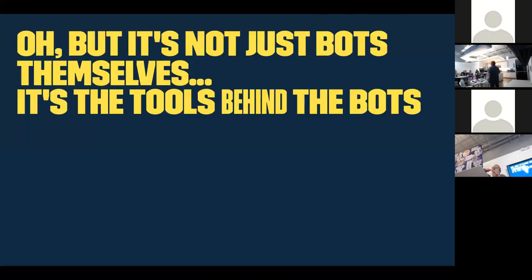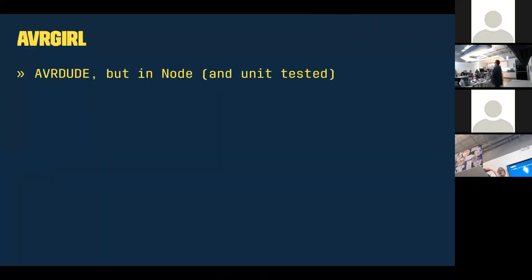Cool, but it's not just the robots themselves. Oh, no. We have much bigger plans in the NodeBots community. The tools behind the bots are also things that we are rewriting in Node. Because of Atwood's law: if it can be written in JavaScript, it will be written in JavaScript. For instance, if you've worked with AVR chips of any kind, you've probably heard of AVRDUDE, which is a really ridiculously arbitrary acronym. So my friend Suze decided to make an equally arbitrary, but also awesome, acronym: AVRgirl, which does the same thing, but it's unit tested and it's written in JavaScript.